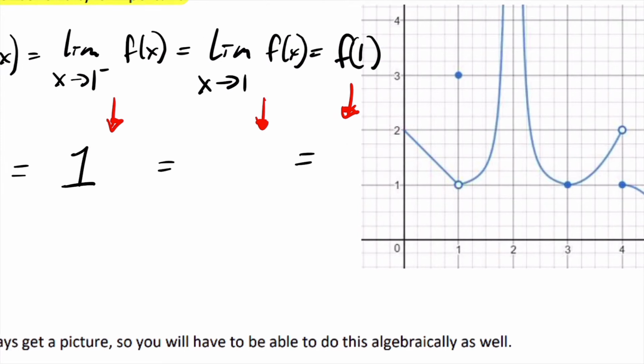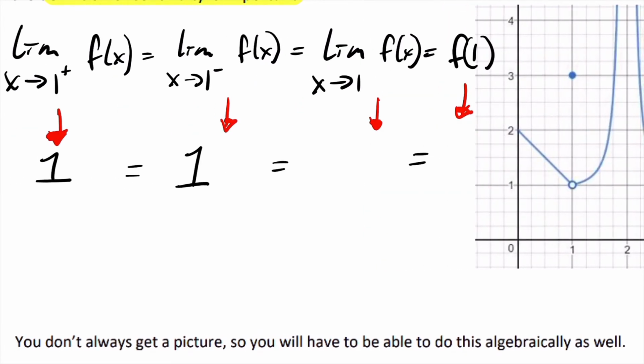So if those two are equal, then what does the limit have to be? 1. That's the definition of a limit. If both of those are equal, that's the limit. You got your answer.